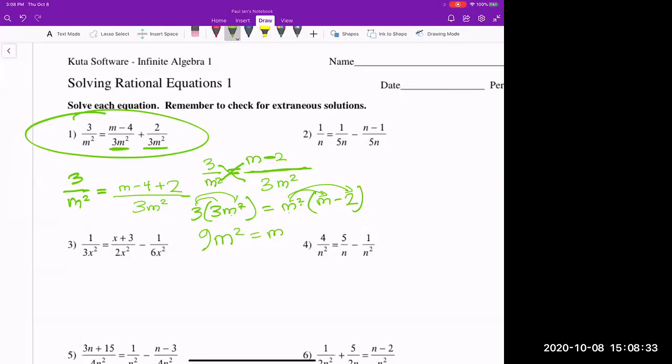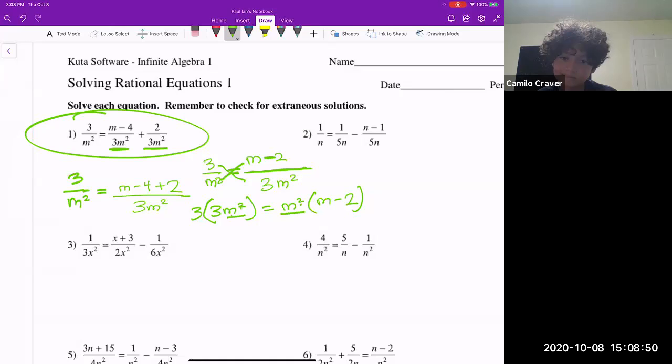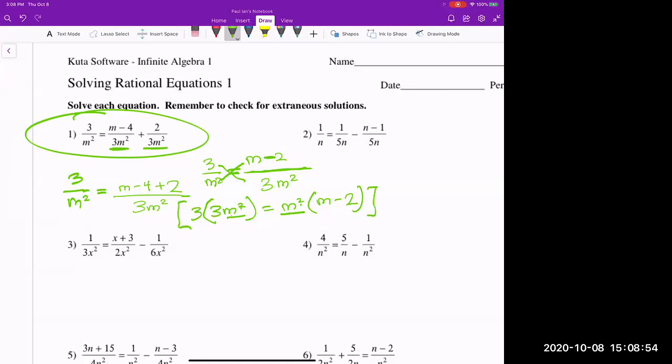Actually, hold up. Let me think. M cubed minus, no, actually we do have to do that one, because then you're distributing this guy. Okay, let's go back. So you know how you have m squared here and m squared here being multiplied? Yeah. You can just get rid of that, right? And how do you get rid of that? You divide by m squared, both sides.